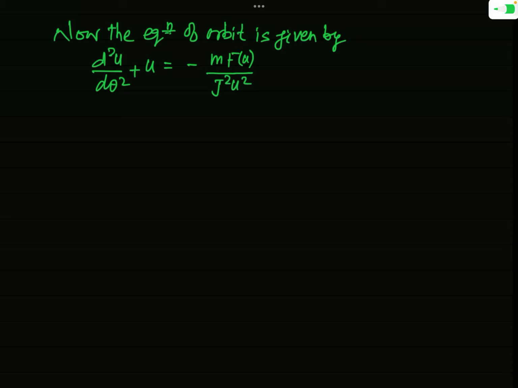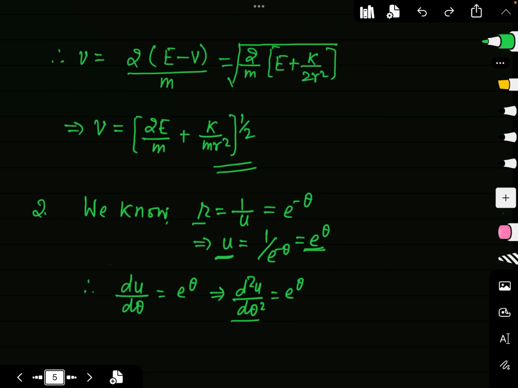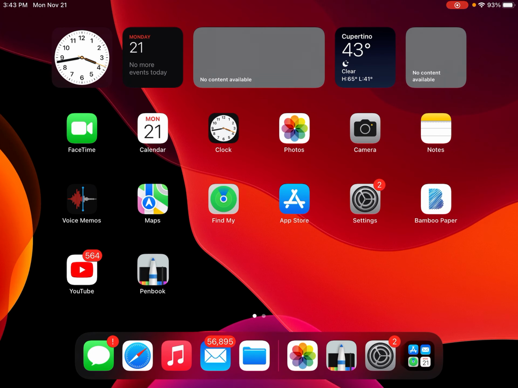And as in this problem we have to find the force, that is we have to calculate f, let us write this equation in this manner. F of u will be minus j square u square over m times d2u d theta square plus u. This is very simple algebra, you can see. Now we have obtained that u is simply equal to e to the power theta.